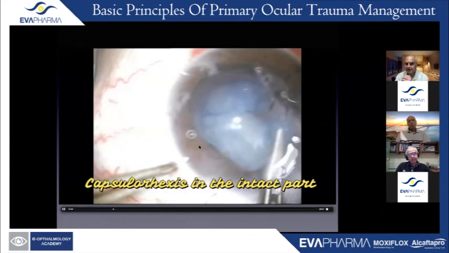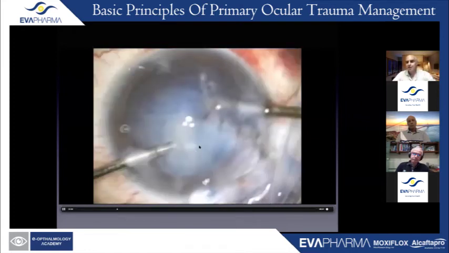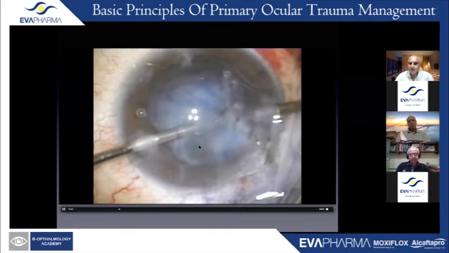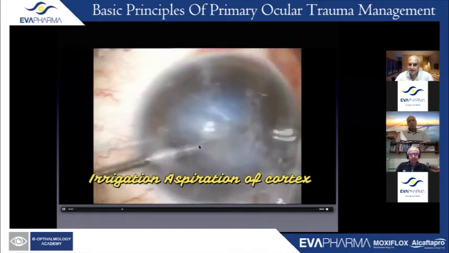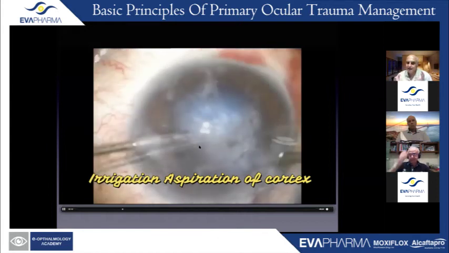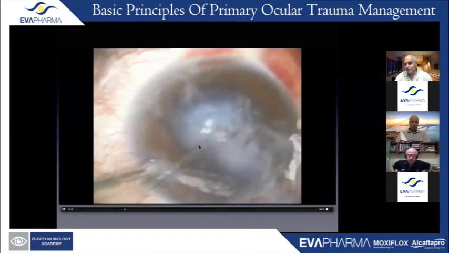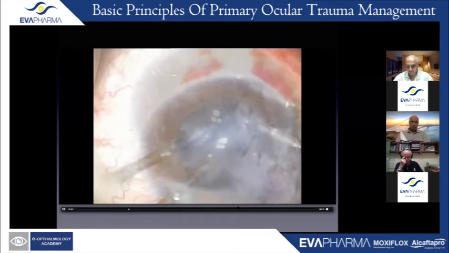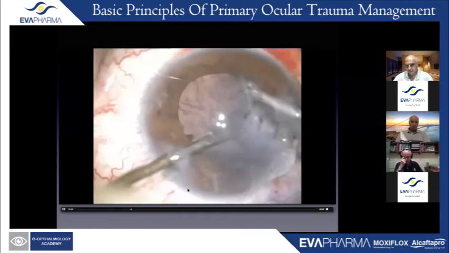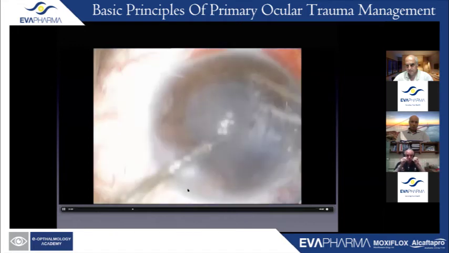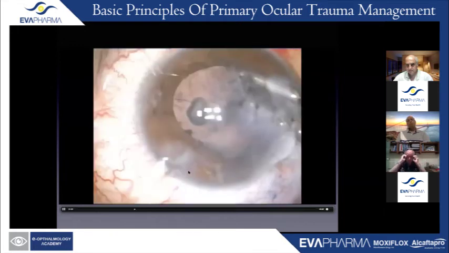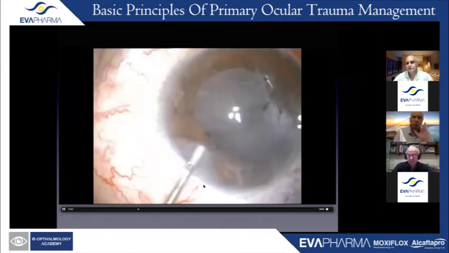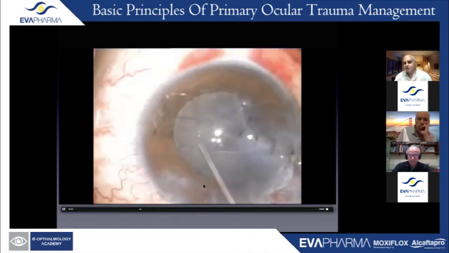And on the other side, at least you can assure at least half, the lower half of the rexis is continuous. To be able to do irrigation aspiration, it's a soft cataract. And still, you have to think there is a probability that posterior capsule is open. Viscoelastic, in such cases, use viscoelastic as much as possible.